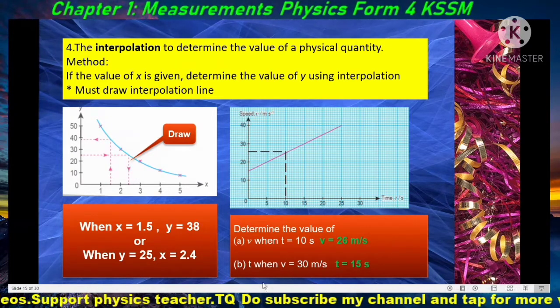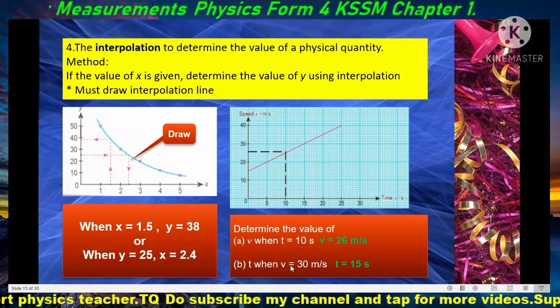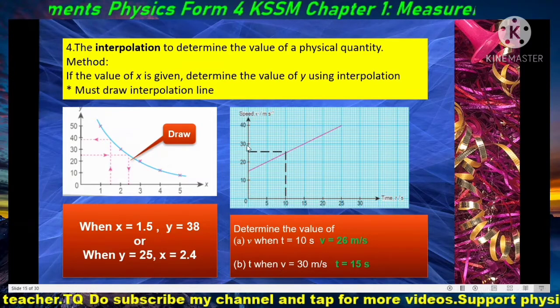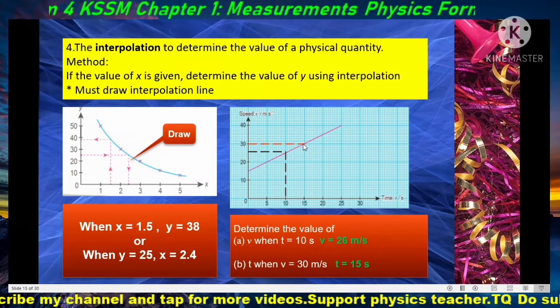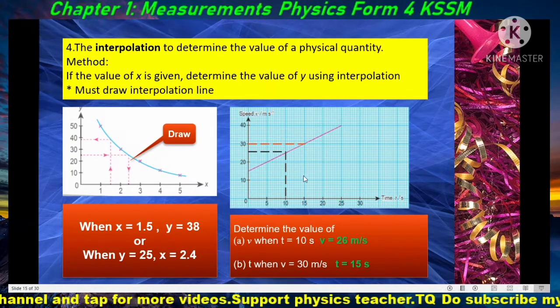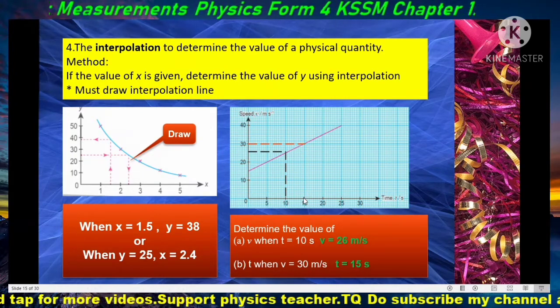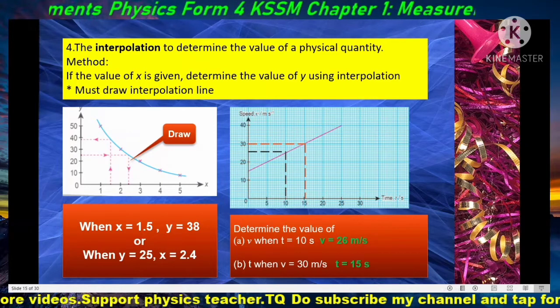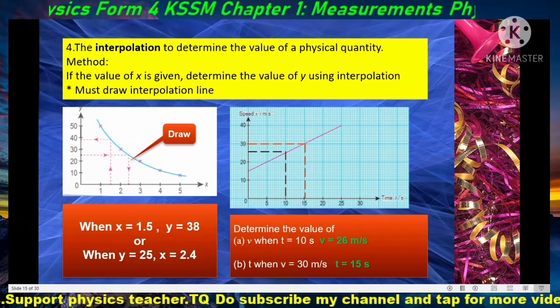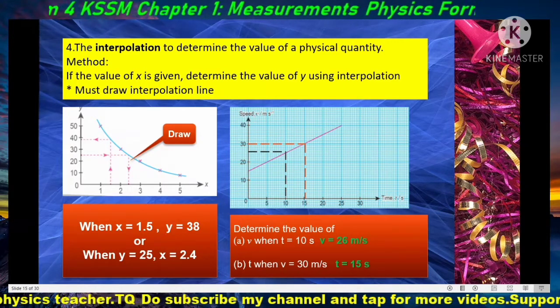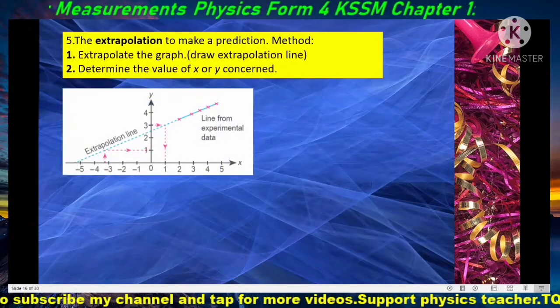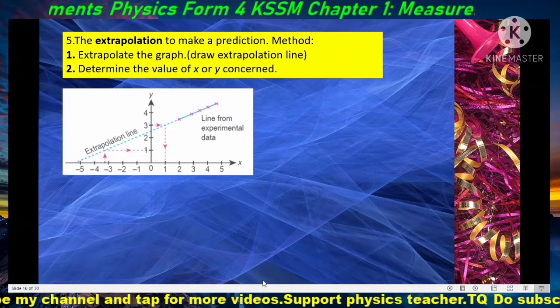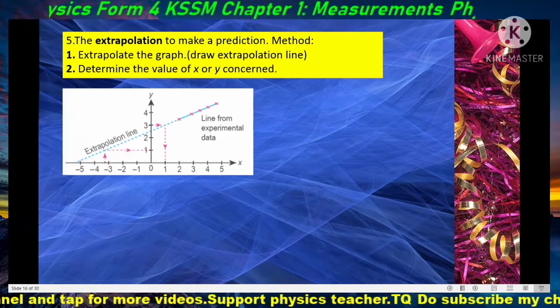Or the other one, given v, you want to find t. Given v 30. Draw an interpolation line to the line of the graph and then continue drawing down to the time axis. So you will get the answer, that is t equals 15 seconds. So this interpolation line is very important. You must draw the line and then state the answer.